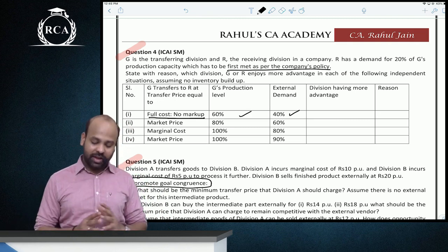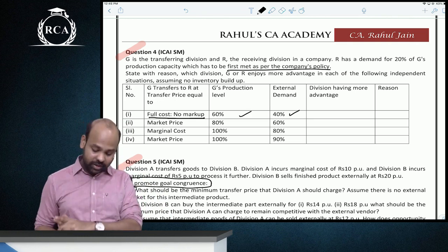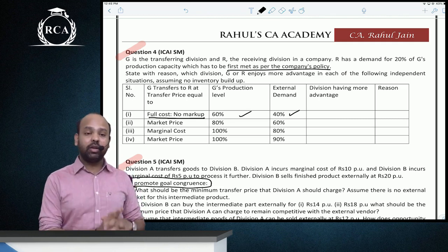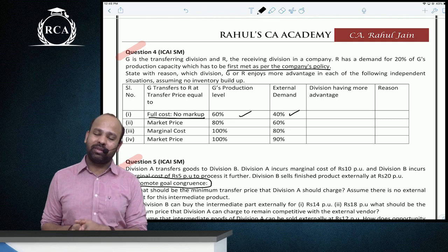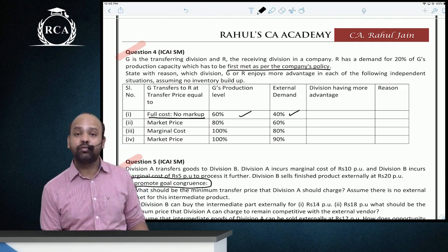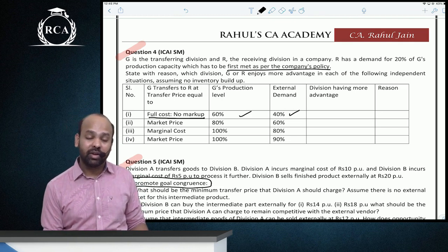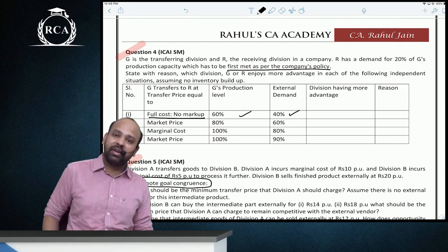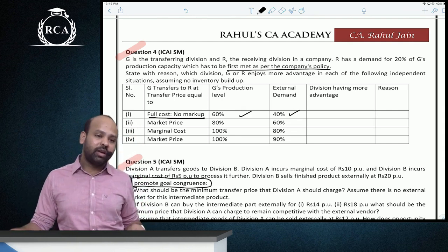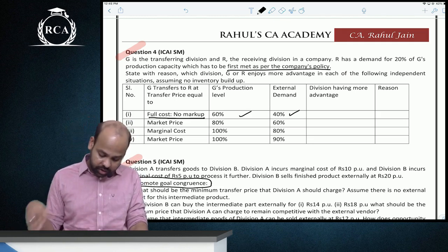So in the first case, guys, as you have answered correctly, it is division G, beta, that has a more advantageous position. The incremental cost of moving from 40% to 60% will only be marginal cost, but they're still charging full cost. That means he's recovering fixed cost also, beta, from these transfers. So obviously, G has a more advantageous position here.